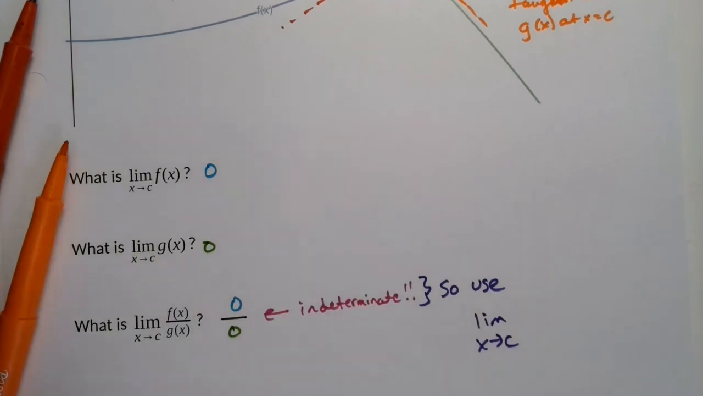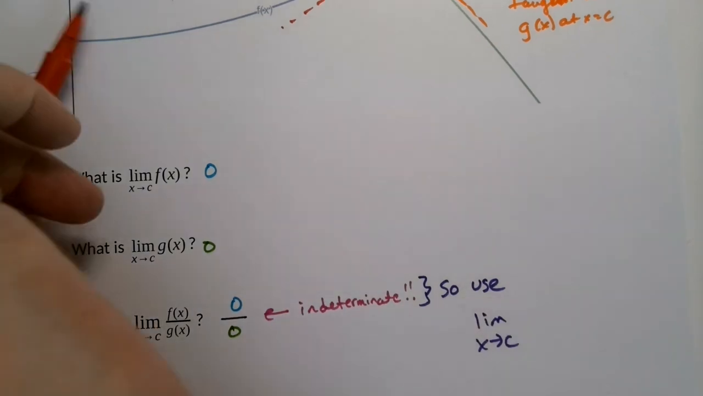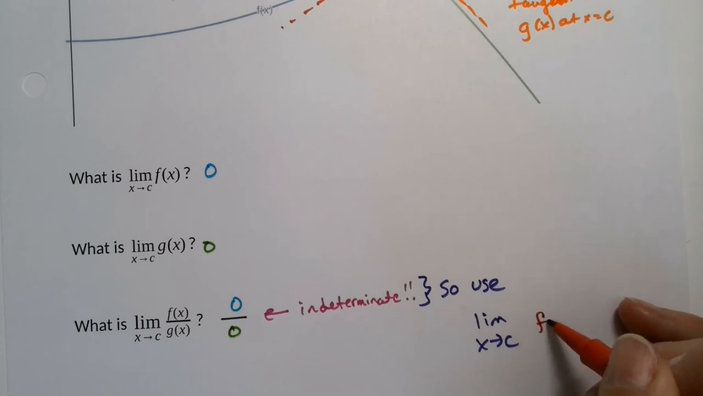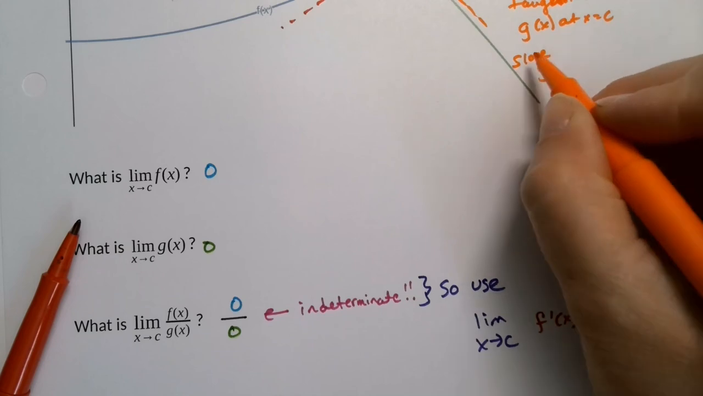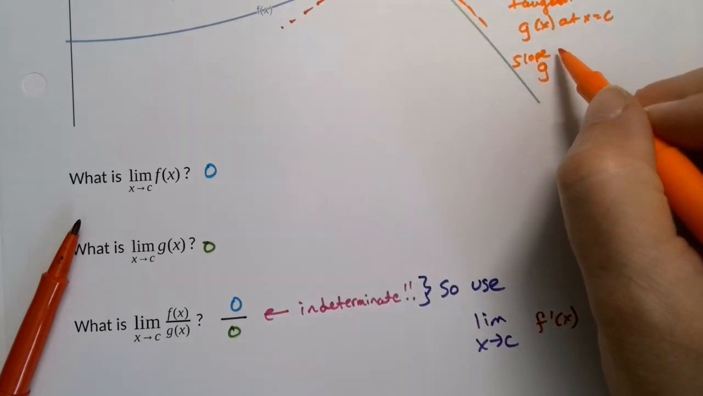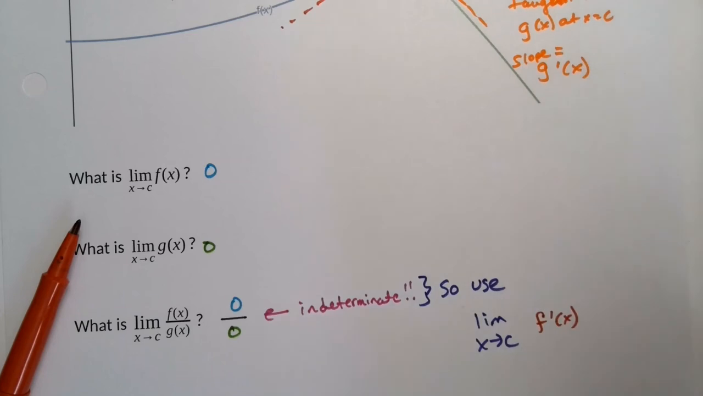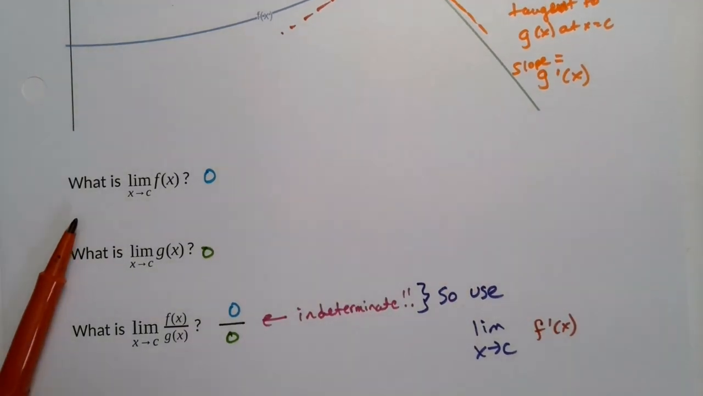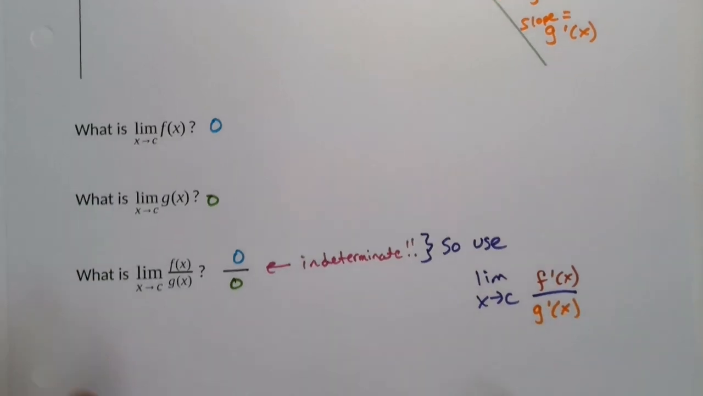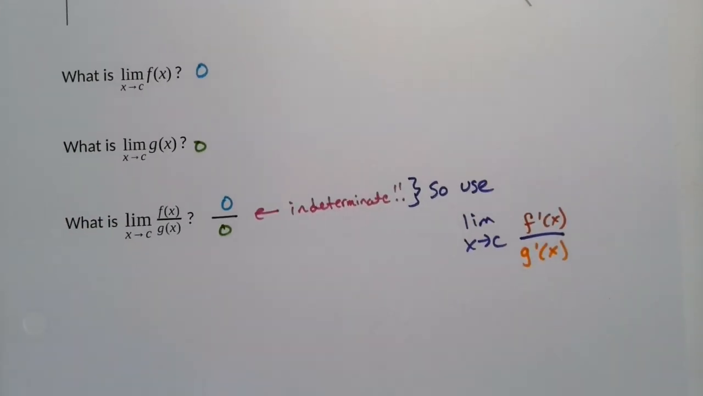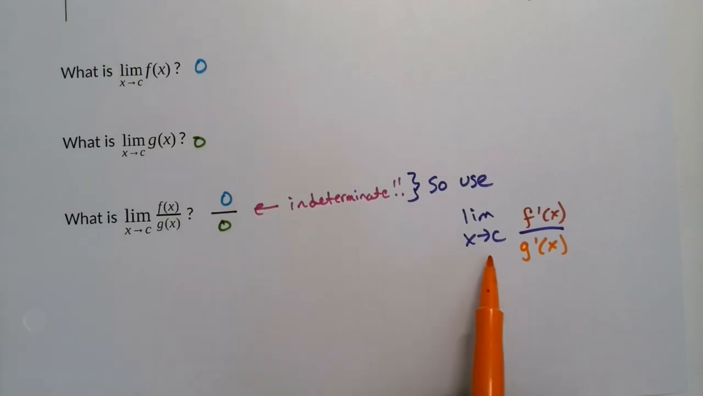So it's the limit as x goes to c of f prime of x divided by, oh, and this would be slope. Technically, the slope of any tangent line to g is g prime of x. So we'll take f prime of x divided by g prime of x. I don't want to say g prime of c because that value might not actually exist. So it's better to write the limit as x approaches c of the ratio of those derivatives. All right, so that's the plan. That's the idea. That's why it works.